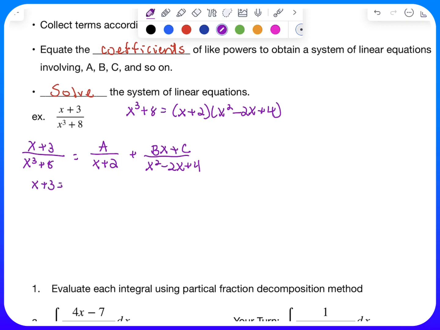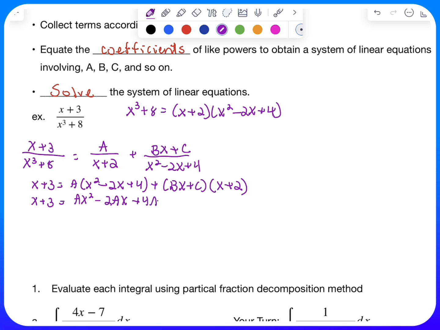That's what you do with any quadratic coefficient. Now, multiplying to get our common denominator, I'm going to multiply the first fraction by the quadratic, the second fraction by (x plus 2). Next, I'm going to distribute the a to every term in the first parentheses to get ax squared minus 2ax plus 4a. And then next, I'm going to do the full method to get bx squared plus 2bx plus cx plus 2c.